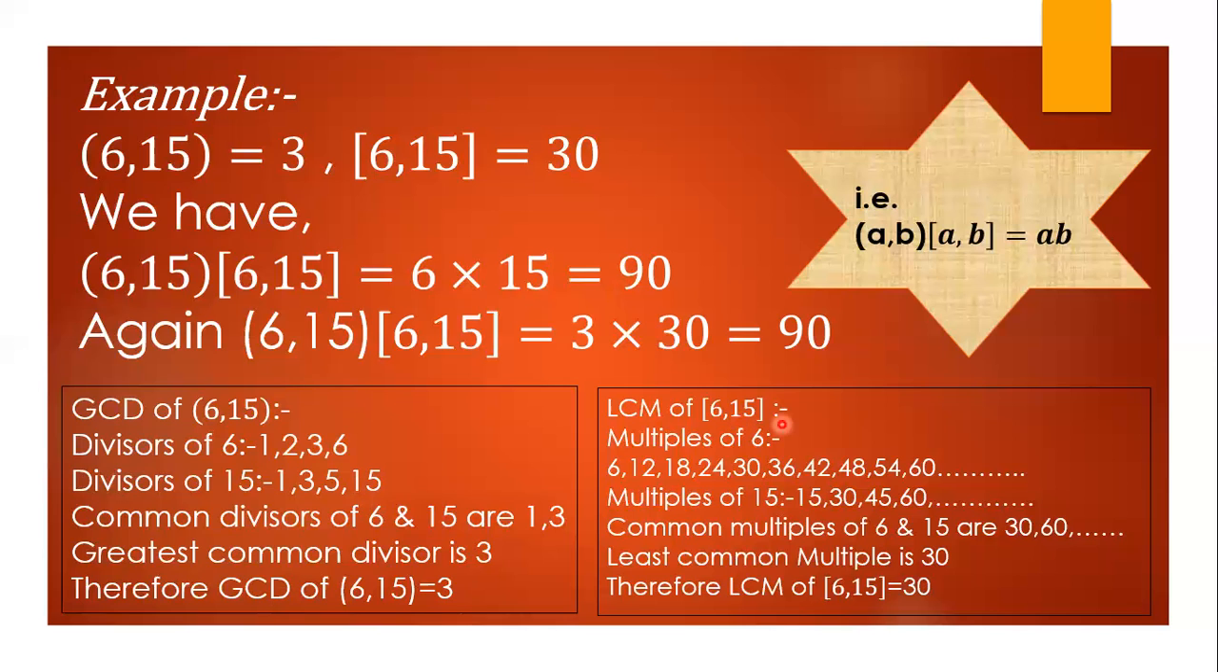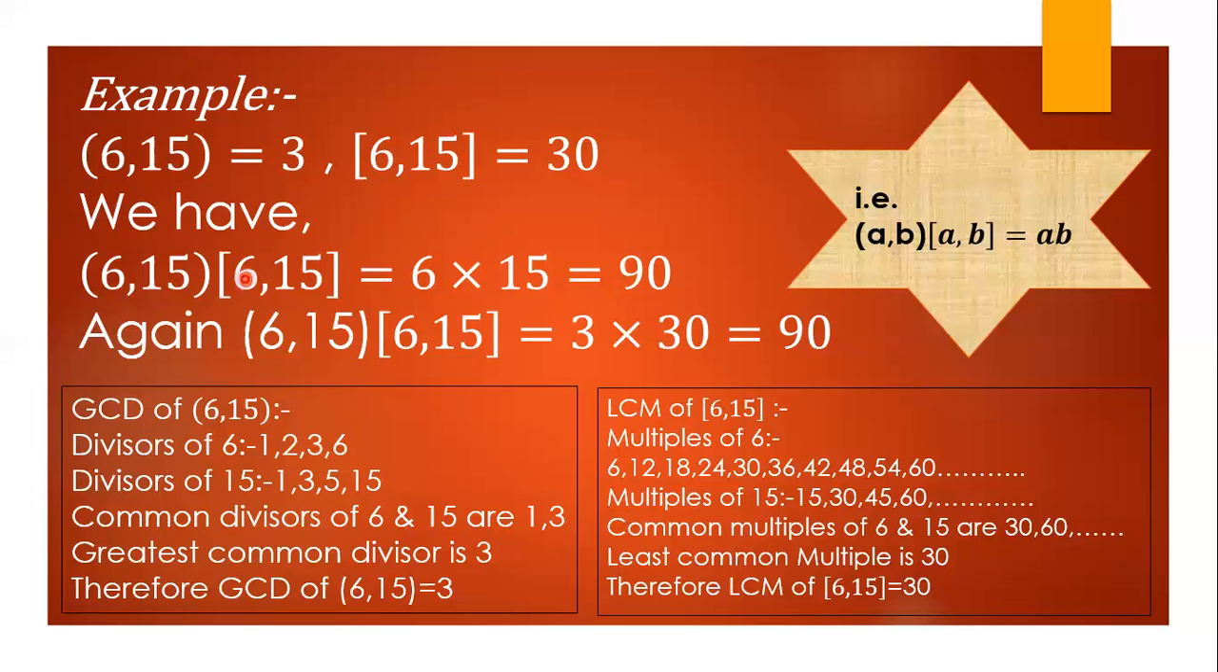LCM of 6, 15. Here multiples of 6 are 6, 12, 18, 24, 30, 36, 42, 48, 54 and 60. And multiples of 15 are 15, 30, 45, 60. Here the common multiples of 6 and 15 are 30 and 60. So here the least common multiple is 30. Therefore, LCM of 6, 15 is equal to 30.